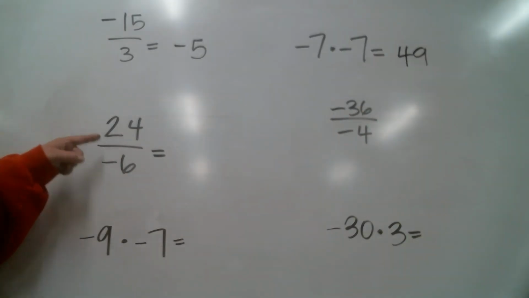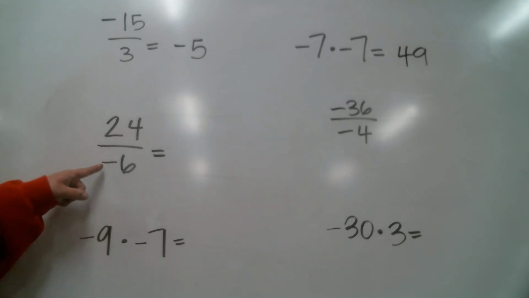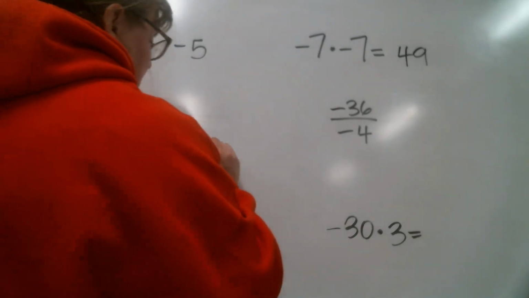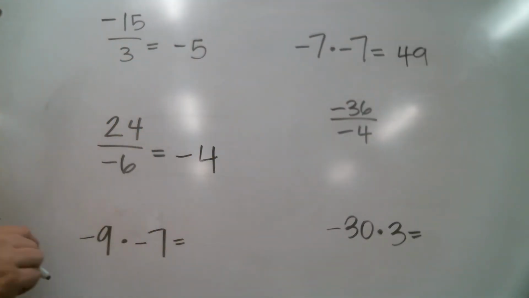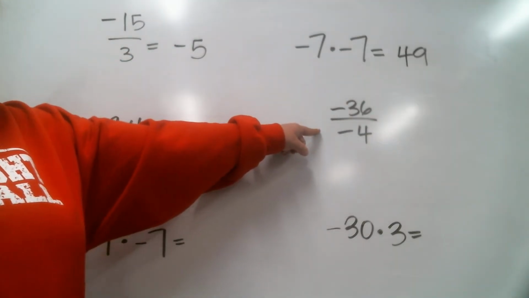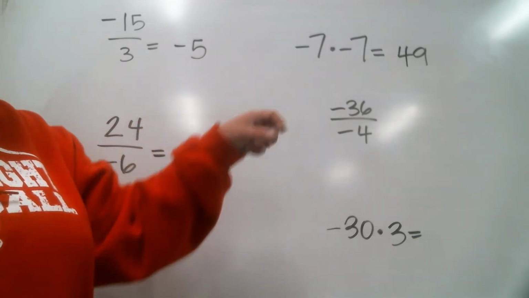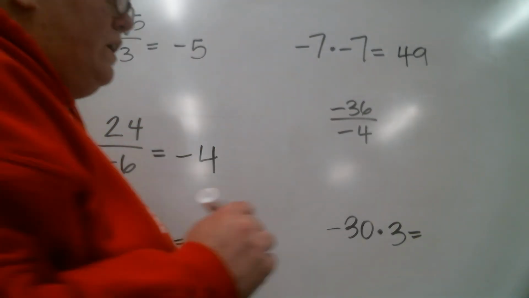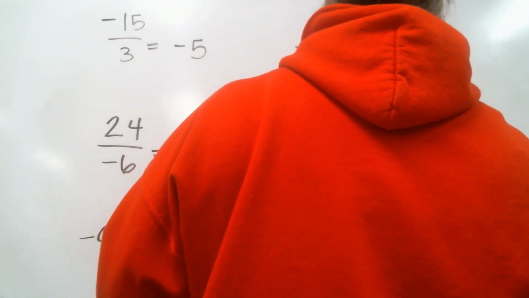Okay. 24 divided by 6 is 4. We've got one positive, one negative. They disagree, so it's going to be negative 4. Negative 36 divided by negative 4. 36 divided by 4 is 9. And a negative divided by a negative, those signs agree. So it's actually a positive.